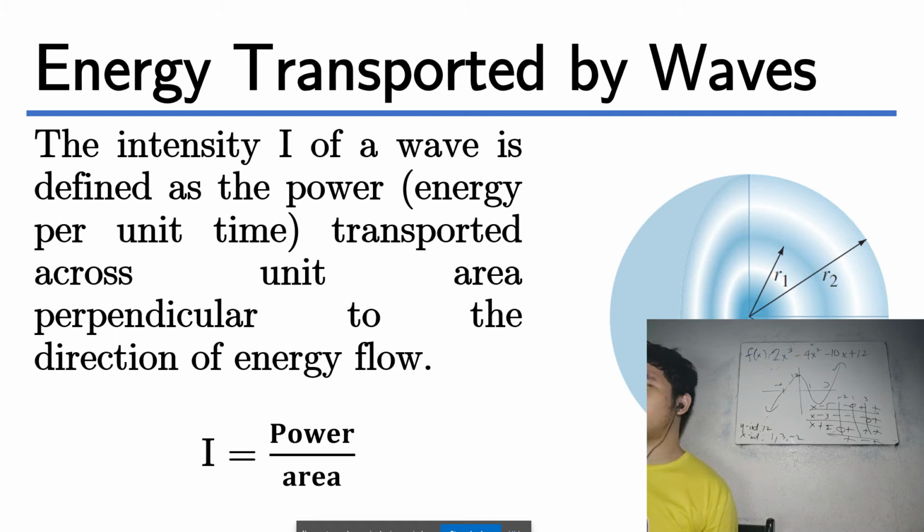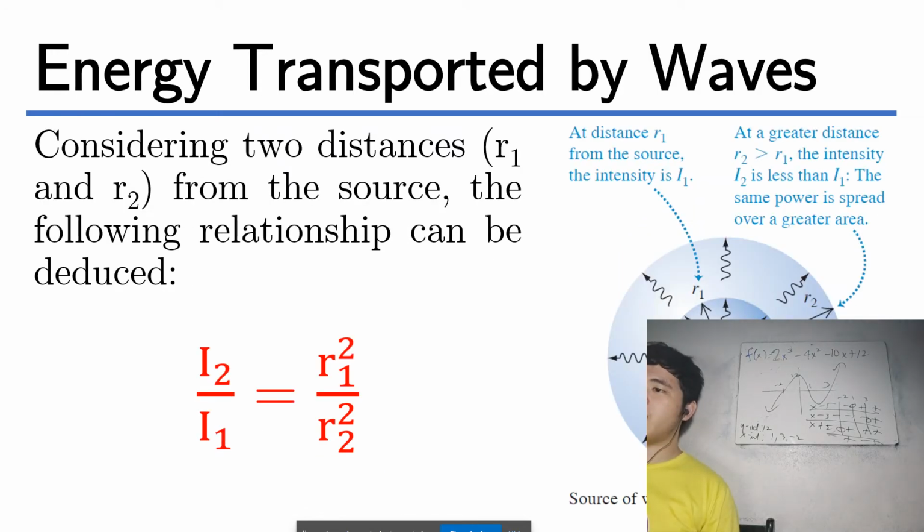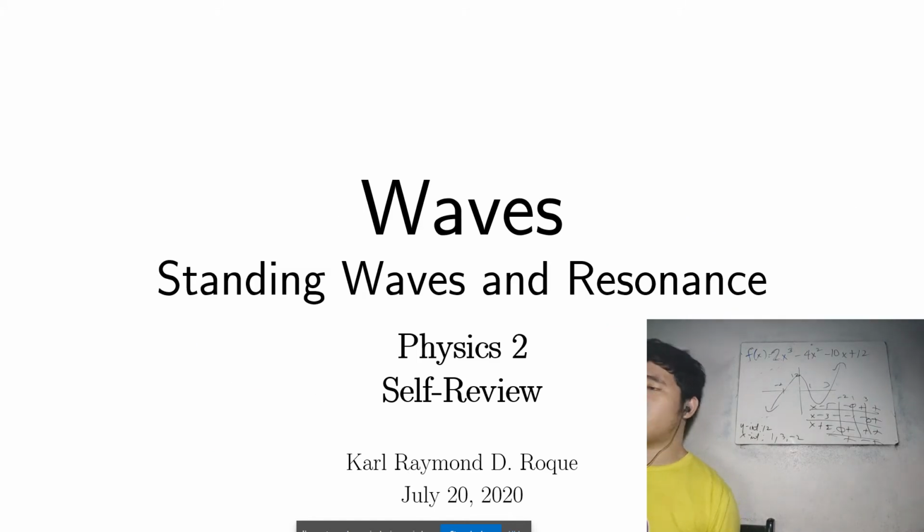Intensity, power over area. Okay, always remember that. Pero dahil waves travel in all directions, I equals P over 4 pi r squared. Sphere, spherical, surface area, no? And yung comparing the intensities at two distances, this is what we can conclude from them. Upload ko naman tong PowerPoint in a while.